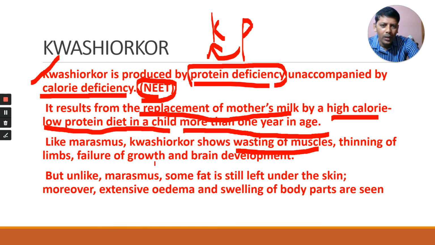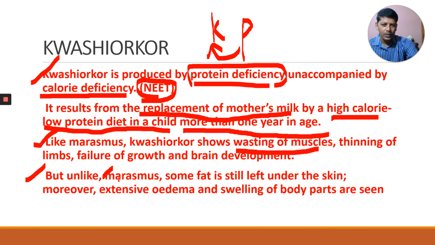And next one, failure of growth and brain development. Like Marasmus, Kwashiorkor shows wasting of muscle, thinning of limbs, and failure of growth and brain development. These are common in both Kwashiorkor and Marasmus. But now the difference between Kwashiorkor and Marasmus.